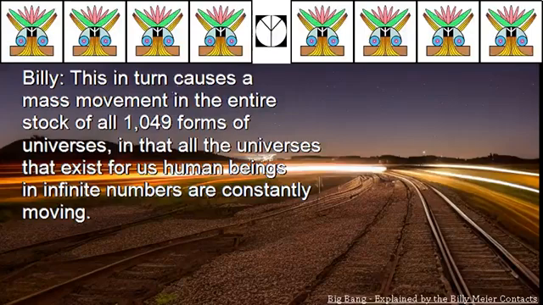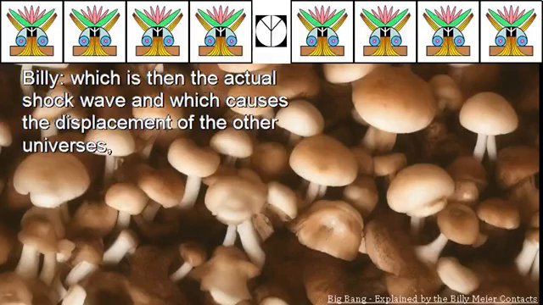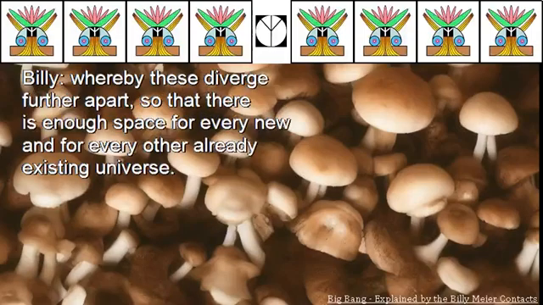This in turn causes a mass movement in the entire stock of all 1049 forms of universes, in that all the universes that exist for us human beings in infinite numbers are constantly moving. Further, I understand that only after the Ram belt, respectively, the shock wave, the full force of the 6th belt follows, which is then the actual shock wave and which causes the displacement of the other universes, whereby these diverge further apart, so that there is enough space for every new and for every other already existing universe.